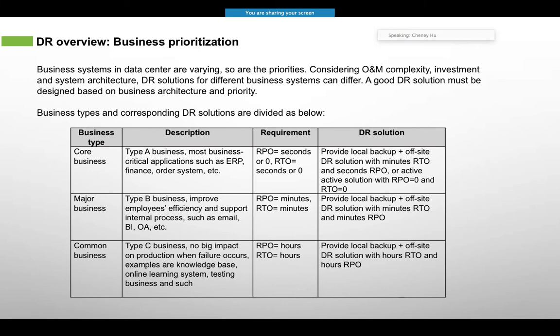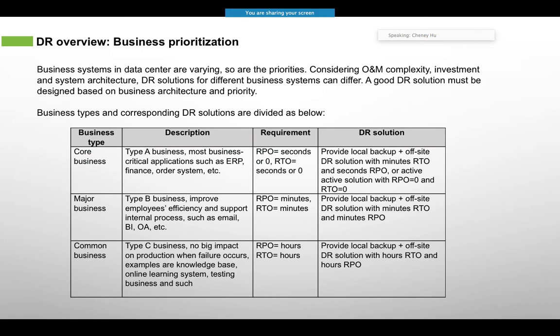The very first one is we need to prioritize business types, because in a data center environment, customers usually have different levels of applications. Here, we've divided applications into 3 levels. Level 1, of course, is the most important one. We call it core business, also called type A business. This type of application, such as ERP, finance, and order systems, has very extreme requirements on RPO and RTO. Most of these applications cannot suffer any downtime or any data loss.